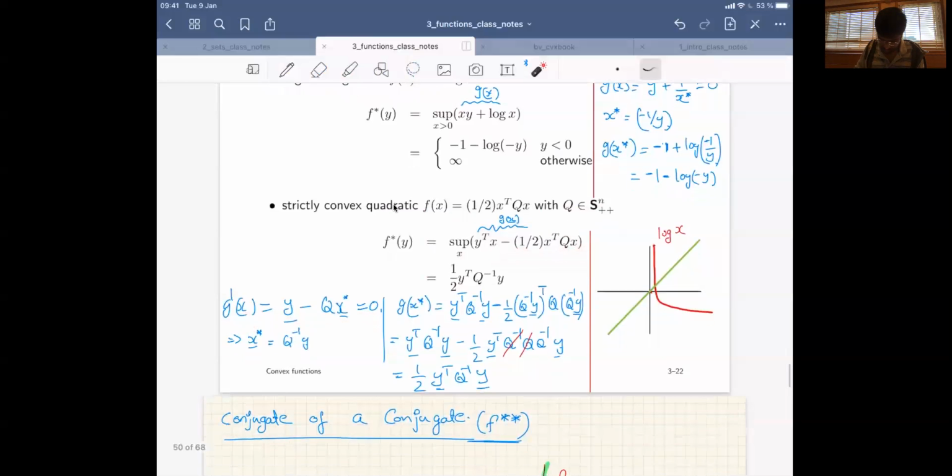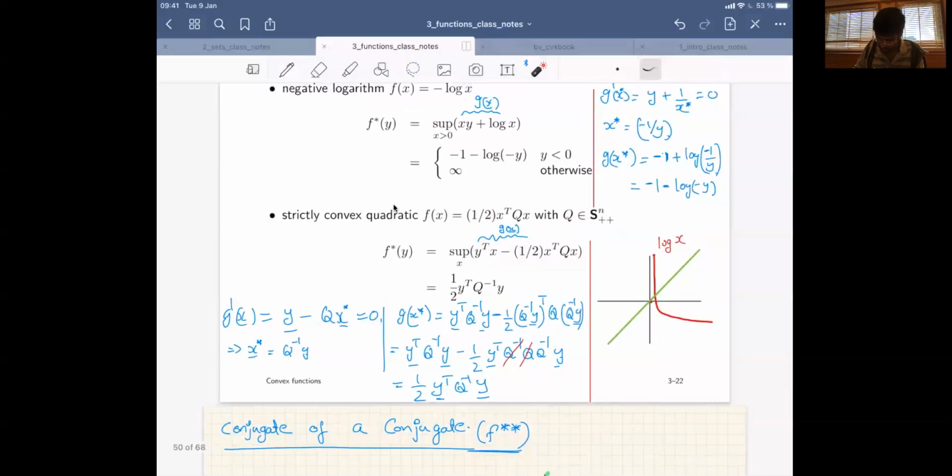Just see, y minus Q x star. Now I have x star equal to Q inverse y. Just plug that here, and then there is some minor adjustment, like you have to use the Q inverse transpose. So Q is already positive definite, so it's a symmetric matrix, right? Then the inverse will also be symmetric, and if you take the transpose of that, it will be the same thing, Q inverse. So now after some rearrangement, you will get the function like this.